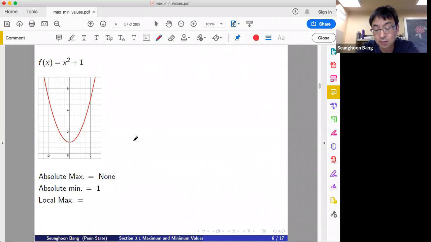Do you have a local maximum? What do you think? Do you have a locally highest point? What do you think? No, we don't have it. We don't have a locally highest point. Do you have a local minimum?